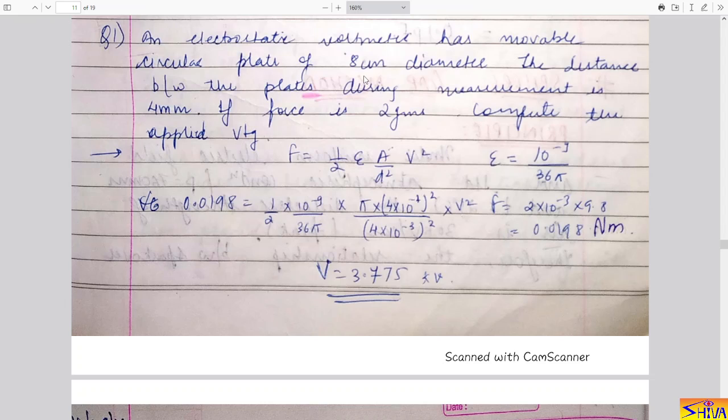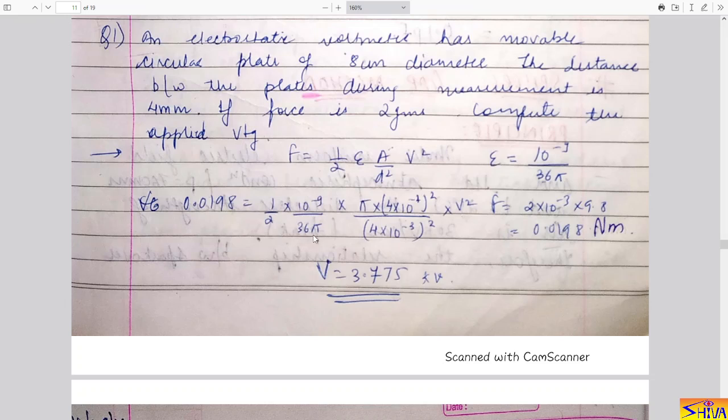Now here force is given in grams, it is 2 grams. In this equation we require force in newtons. So first we have to convert this force, given in grams, into newtons. So force is 2 grams, so 2 into 10 to the power minus 3 multiplied by 9.8. So this is 0.0198 newton. So 0.0198, that is F, is equal to half.